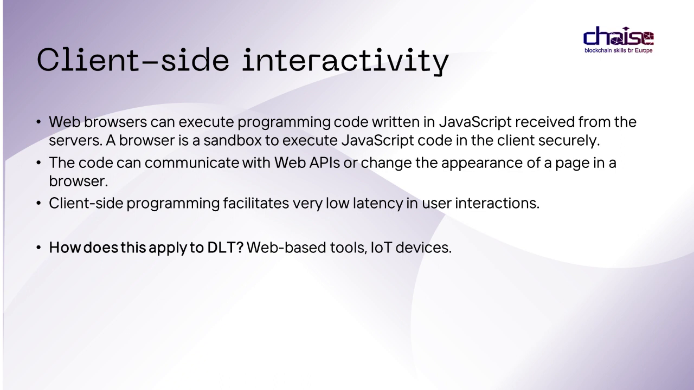Apart from rendering the content of web resources, web browsers can execute the programming code received from the servers. This code is written in JavaScript. Unlike server-side dynamic programming, JavaScript is executed in a browser. The browser is a sandbox to execute this code in the client securely. The client-side code can communicate with web APIs or change the appearance of a page already displayed in a browser. Client-side programming with JavaScript assures very low latency because user inputs can be processed locally and sent to a server only if needed.